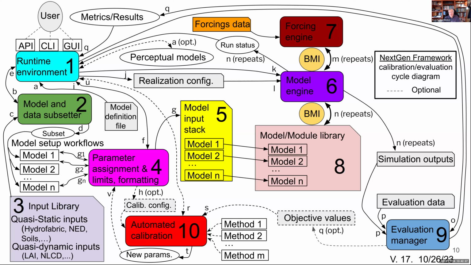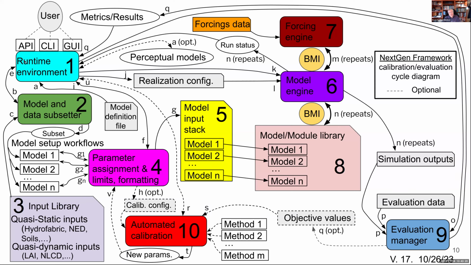This diagram shows the calibration and evaluation cycle using the NextGen framework. The lowercase letters near the arrowheads, A through U, I think is how many there are. They show the order in which things happen. The user interacts through most likely a command line interface, or maybe an API if this is running in the cloud, possibly a GUI, although its utility diminishes as you go to larger and larger scales with more and more catchments.